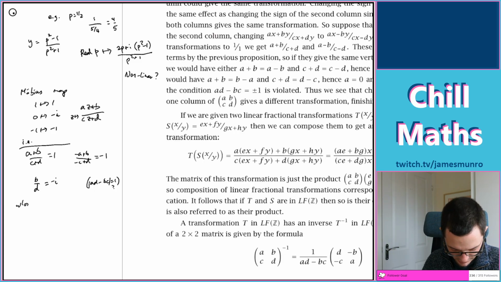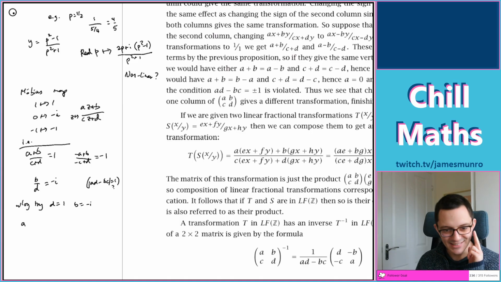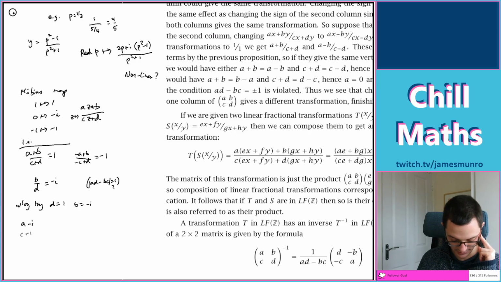Let's try D is 1, B is minus i, and then what have I got? So then I've got A minus i over C plus 1, let's say, and I've got minus A plus i equal to C minus 1. Can I get all my minus signs right on stream? Let's find out. These are pretty good because I can add them, and I'll get C equals 0.